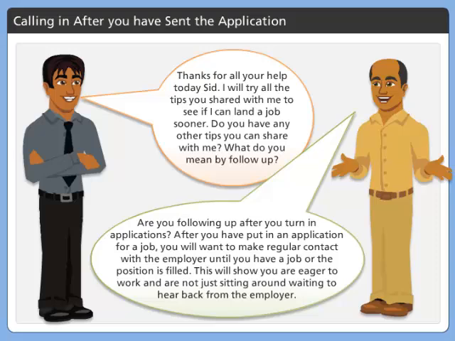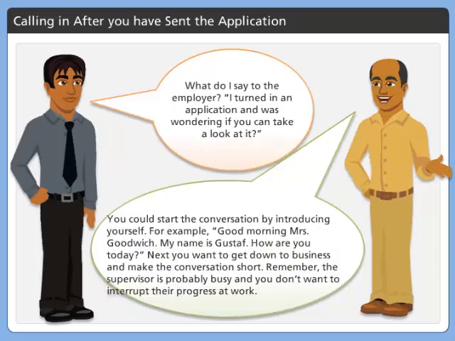After you have put in an application for a job, you will want to make regular contact with the employer until you have a job or the position is filled. This will show you are eager to work and are not just sitting around waiting to hear back from the employer. What do I say to the employer? I turned in an application and was wondering if you could take a look at it?